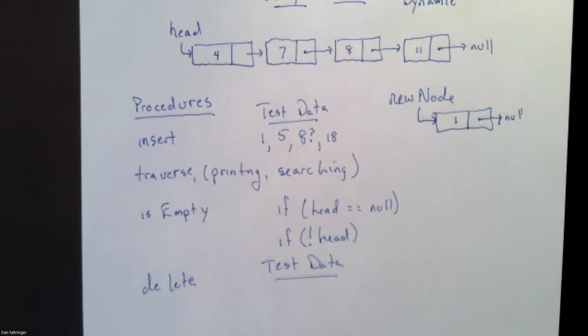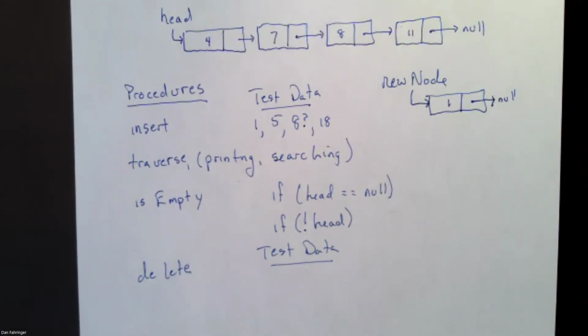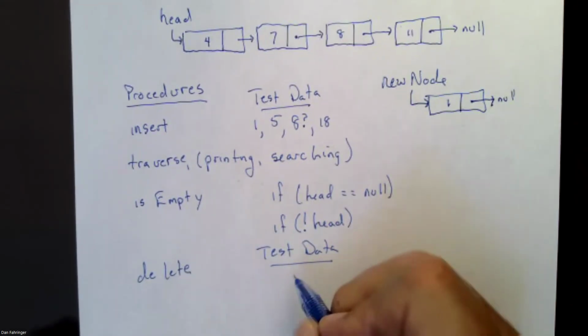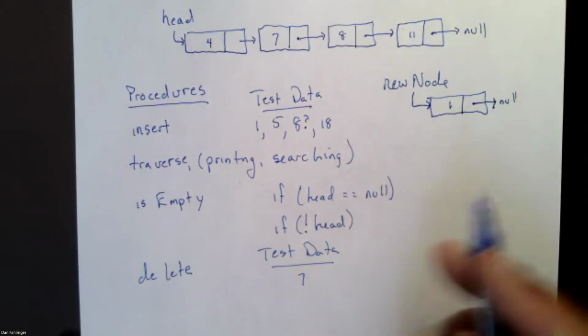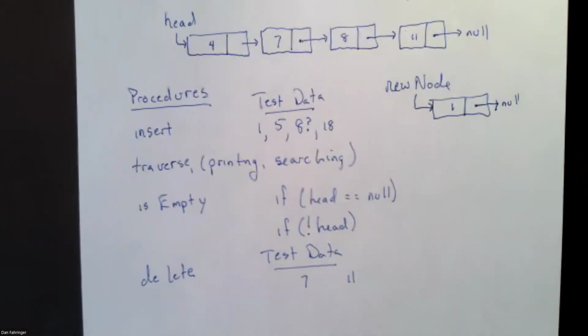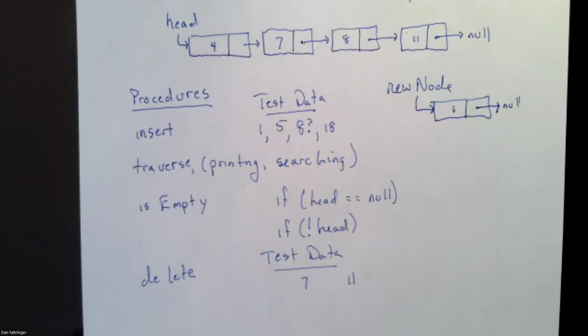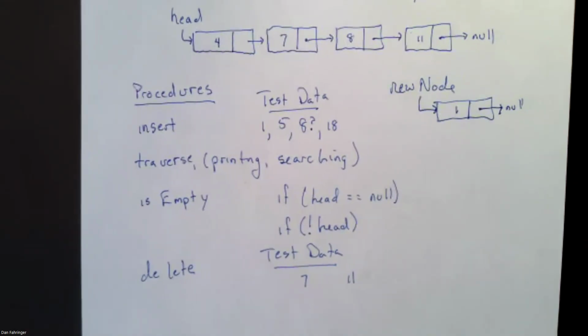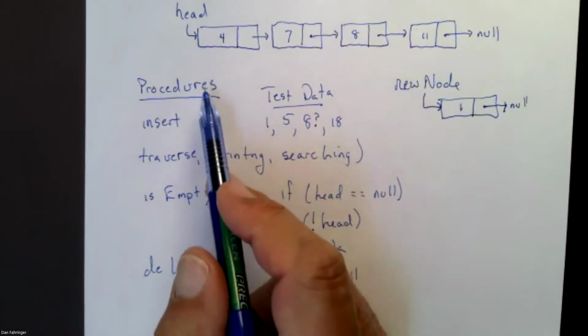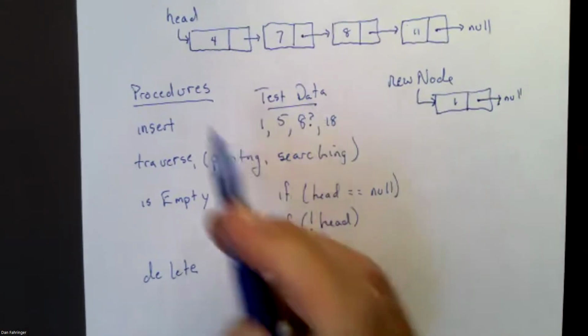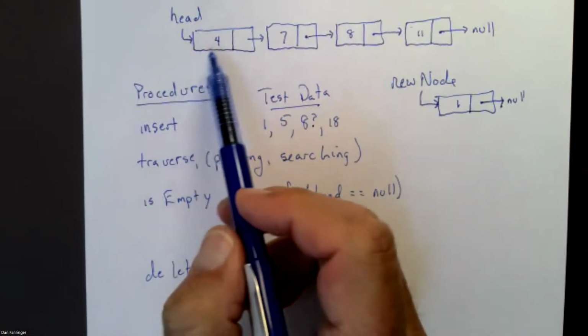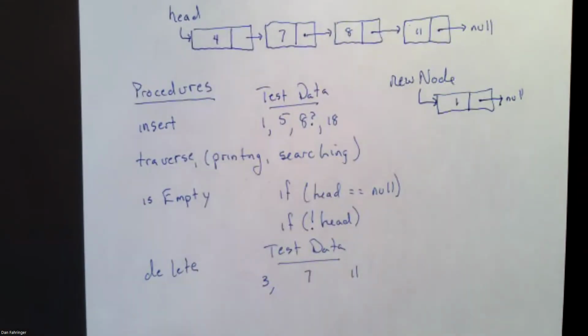Looking at that list up there, give me test data to delete. 7. 7. What else? 11. 11, which is out on the end. What else? What about 4? What if I delete it? What about 3? I go right to there and check. Oh, it's not. Yep, it's gone.